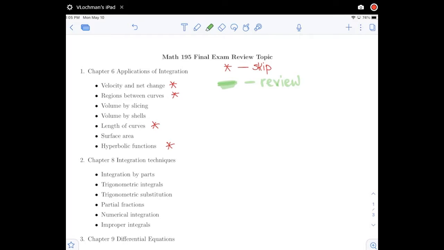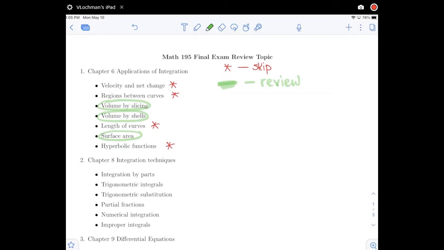Okay, everything else we should review, so that leaves us with volume by slicing, volume by shell, surface area, right? These three sections, I think they're important. I'm not saying all three of them will be on the final. Probably one, maybe at most two problems will be from this chapter. So that is what you need to focus on.